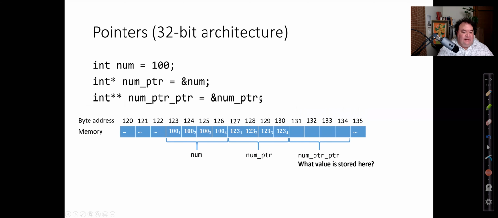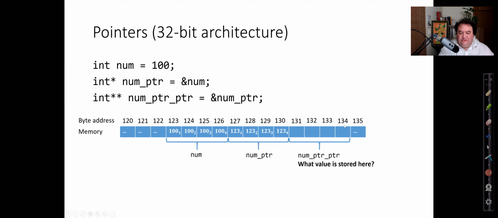So let's look at a couple more examples just to see how things work. Some examples are slightly more complex. We'll keep the 32-bit case, otherwise it gets too long and complicated, but the concepts are all the same. So if int num is 100, int star, the pointer to the number, is 123. And now if we do int star star, the pointer to the pointer is the address of num pointer. So this would be the new variable, 4 bytes.